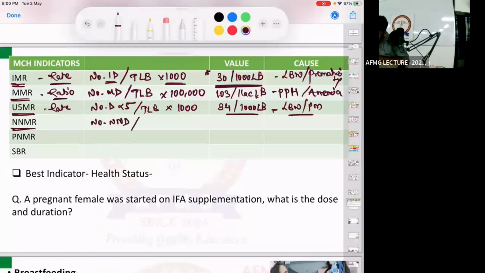Number of neonatal deaths upon total live birth into 1000. Current NNMR is 22 per 1000 live birth. Current neonatal mortality rate is 22.